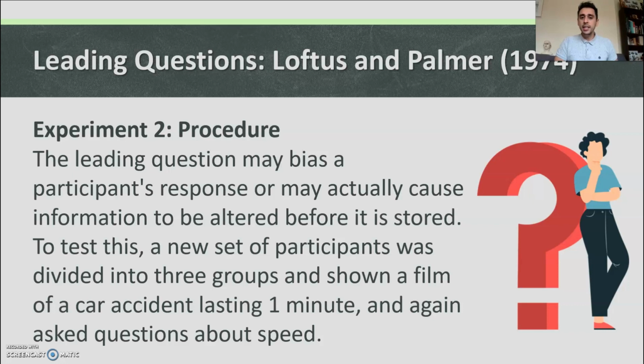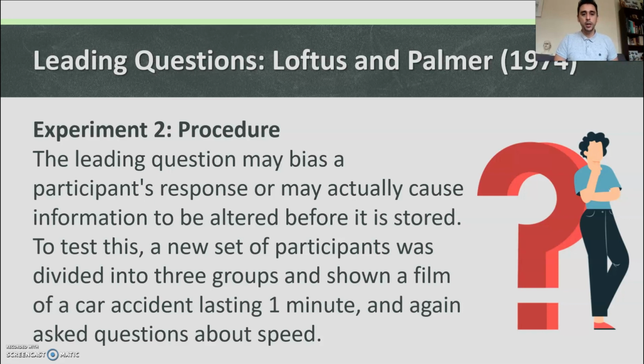So, the leading question may bias a participant's response or may actually cause information to be altered before it is stored. To test this, a new set of participants was divided into 3 groups and shown a film of a car accident lasting 1 minute, and again asked questions about speed. This is experiment 2 now.